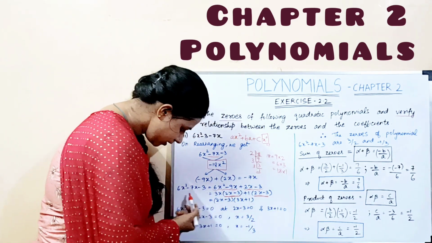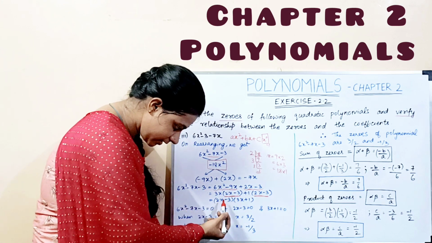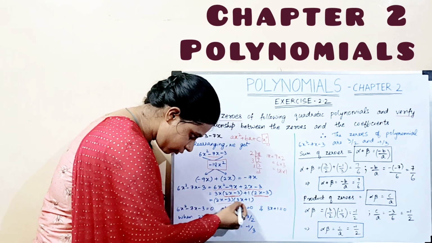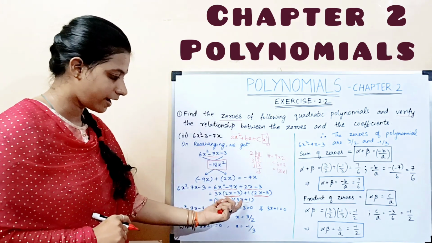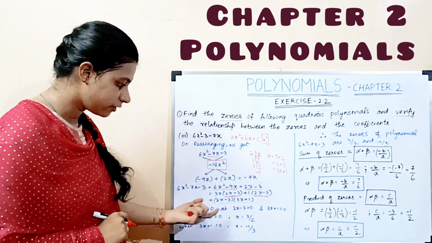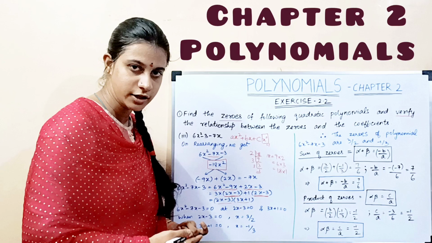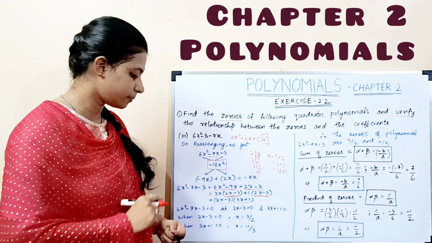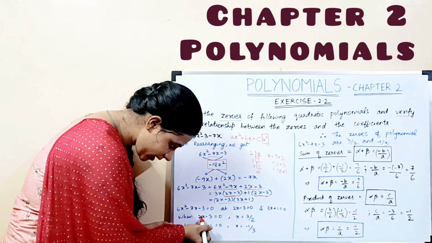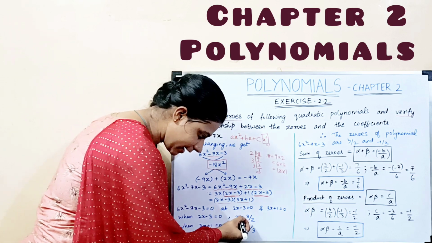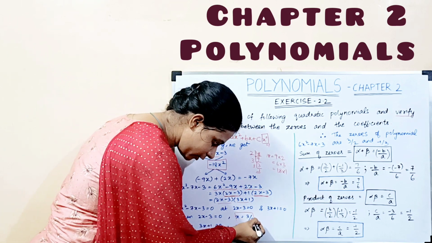So now we get 6x square minus 7x minus 3 is equal to 2x minus 3 into 3x plus 1, which are the factors of this polynomial. Now what we will do, we will equate these 2 factors to 0 to find the zeros of this polynomial. So we take 2x minus 3 equal to 0, we get x equal to 3 by 2.